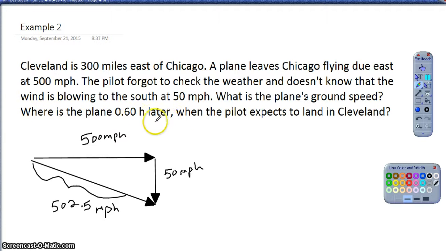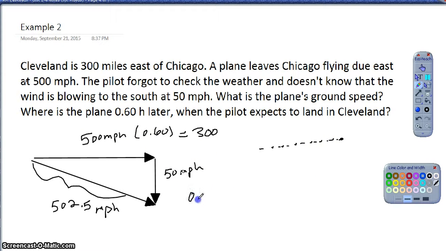And then they ask, where is the plane 0.60 hours later when the pilot expects to be landing in Cleveland? Well, again, 0.60 hours later, if we look at really just the components of this, right, the reason he's expecting to have landed in Cleveland is 500 times that would give me 300 miles, which means he will in fact have gone 300 miles to the east. And so the pilot actually will be 300 miles to the east, but the problem is, since he's also being blown south, right, he'll also have gone 50 miles per hour times that 0.60 hours south.